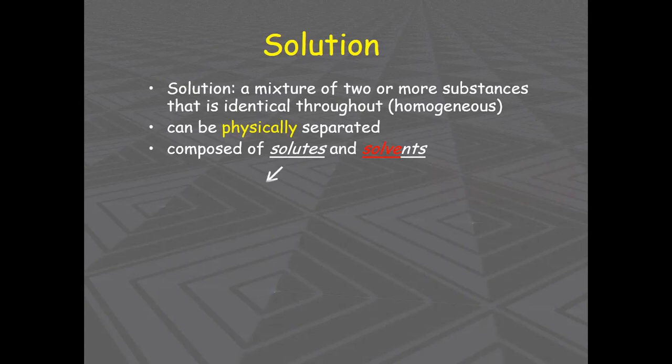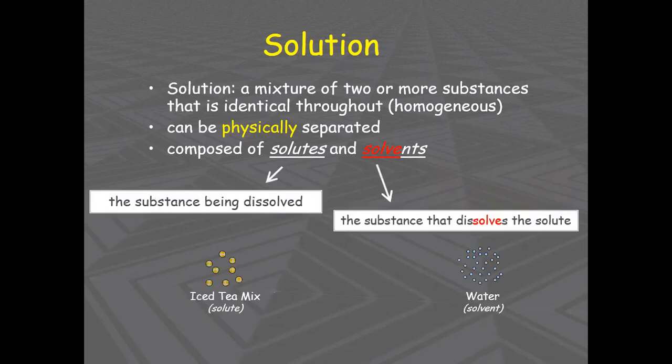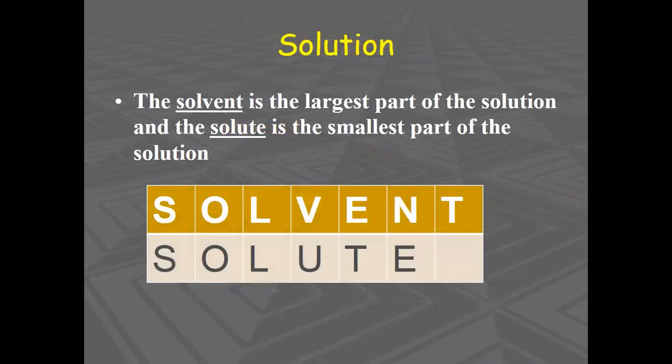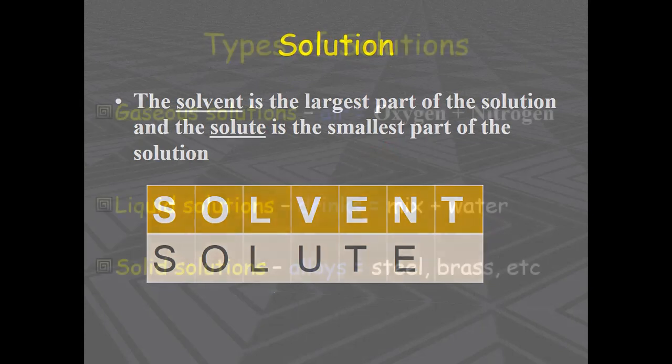Solute, solvent. The solute is the substance being dissolved, such as iced tea mix. The solvent is the substance that dissolves the solute, for example, the water. The solution is the combination of these two, iced tea. The solvent is the largest part of the solution, and the solute is the smallest part of the solution.